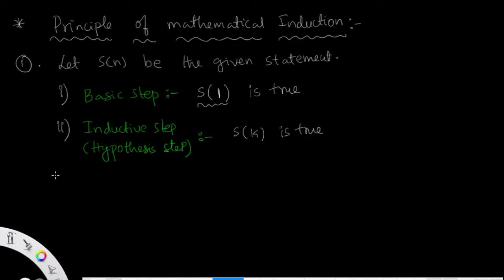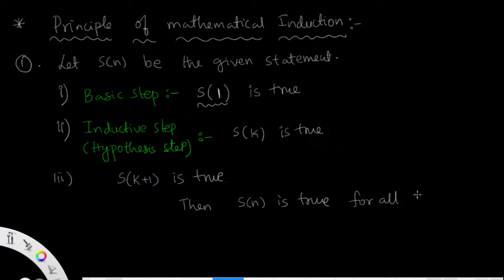Suppose it is also true. The final step is that the statement is true for S(1) and S(k) also. Then finally we can conclude that S(k+1) also is true. Then we can say that S(n) is true for all small n belongs to capital N. This is the principle of mathematical induction.